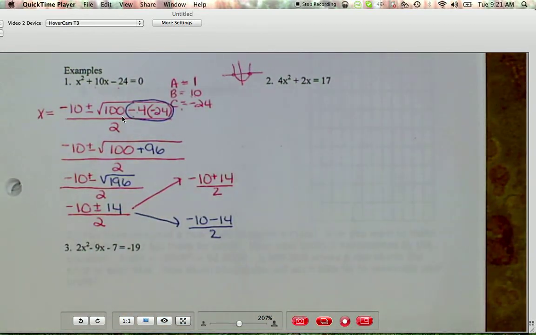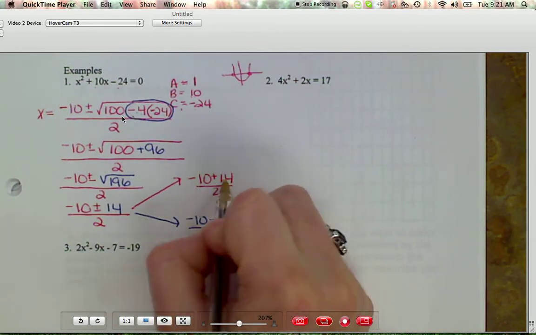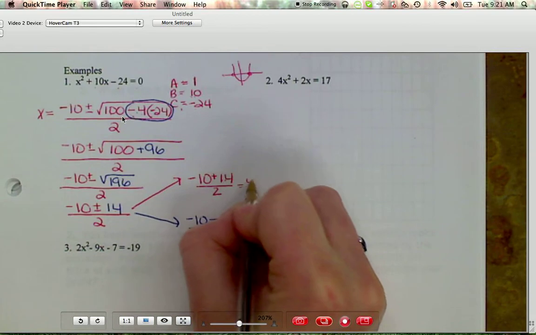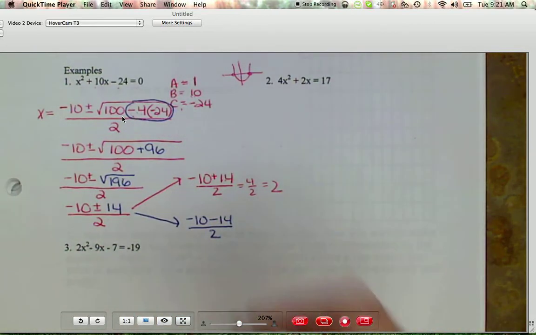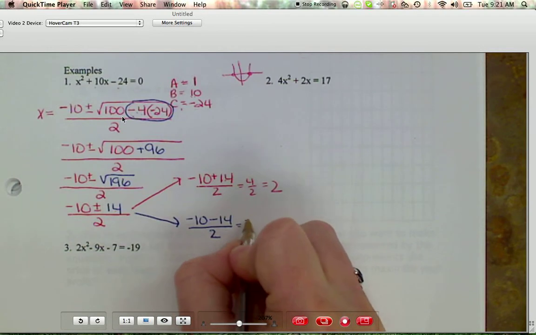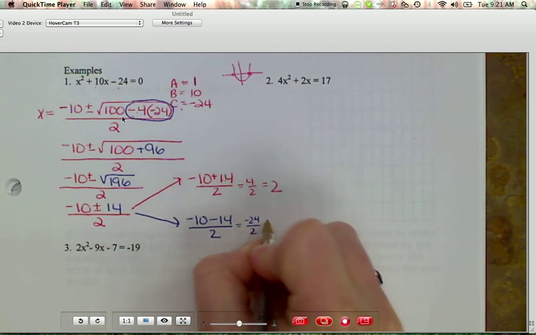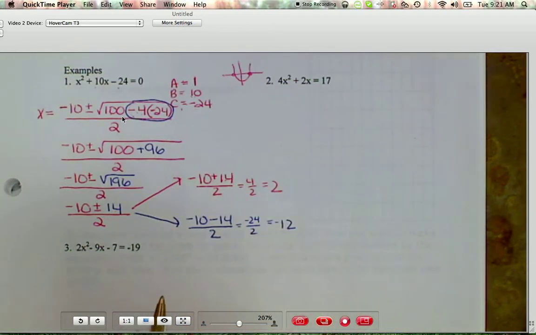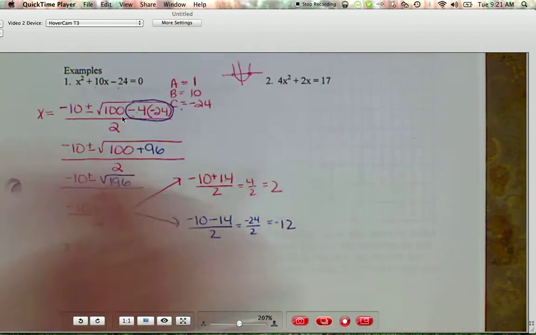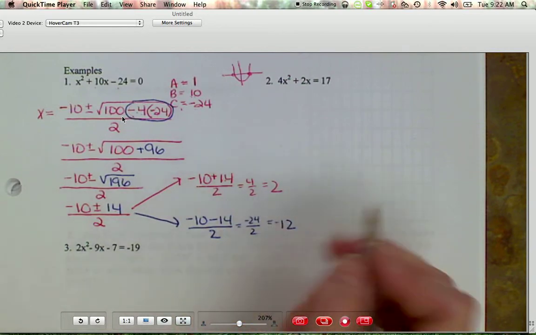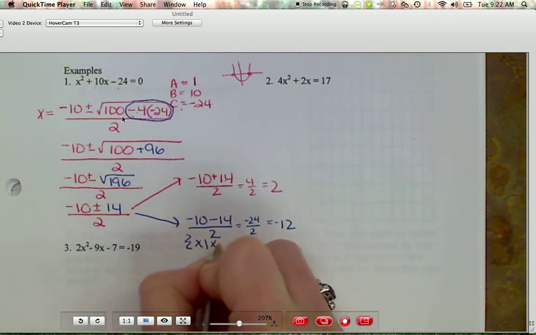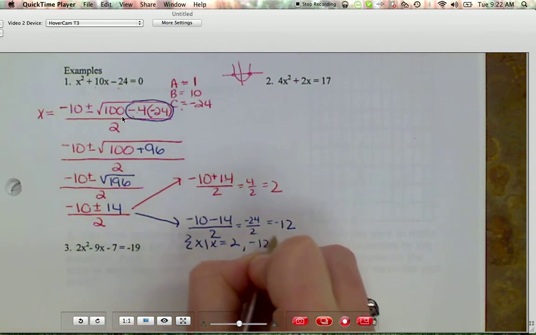And now we just complete those. So -10 plus 14 would be +4, and 4 divided by 2 will give us 2. Here, -10 minus 14 would give us -24 over 2, which gives us -12. And then we can set up our set notation. I'm sorry, we're running a little small on space here. So we get x such that x equals 2 and -12.